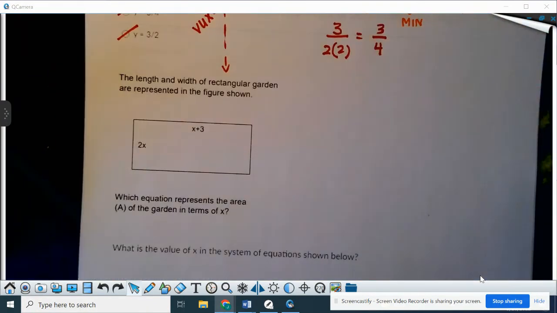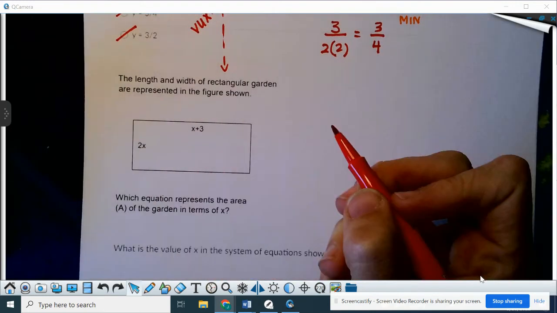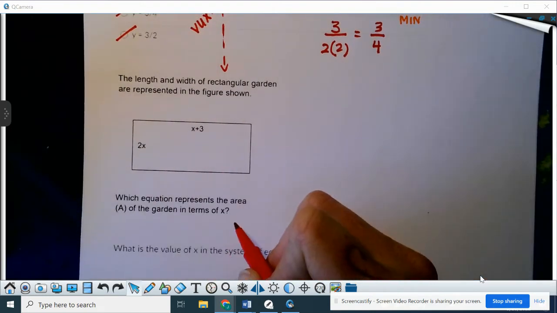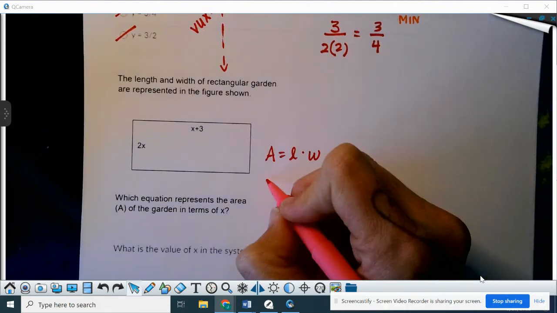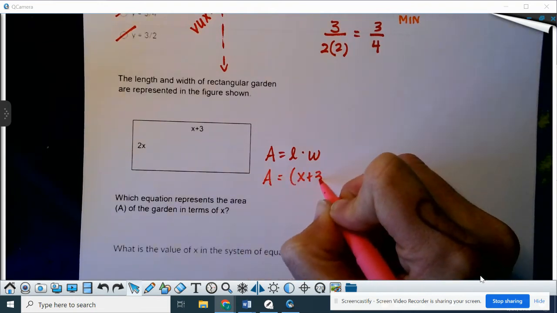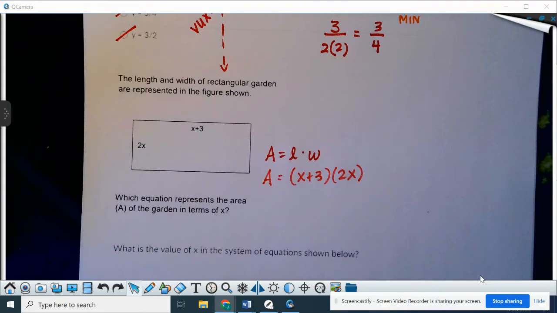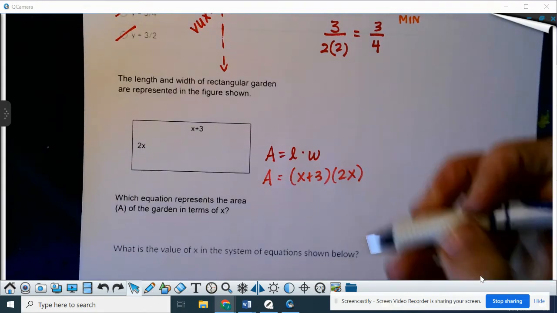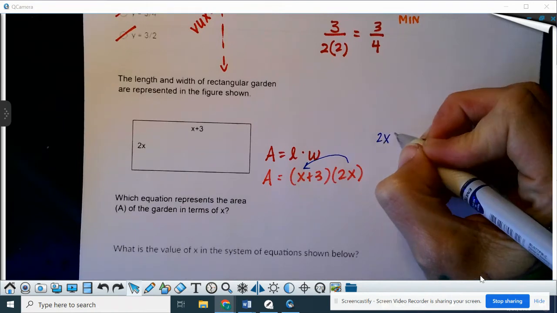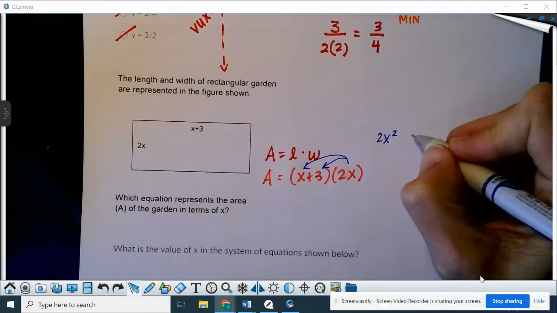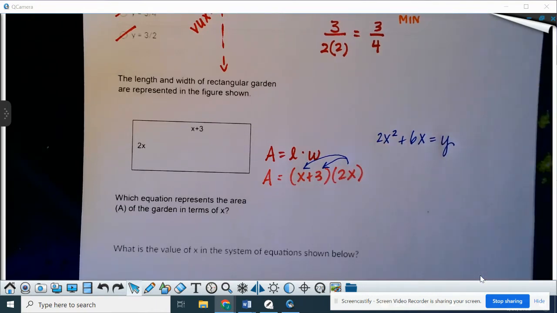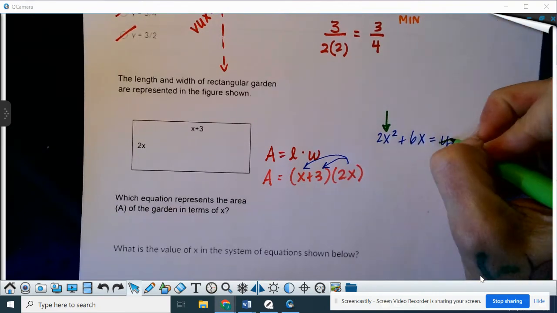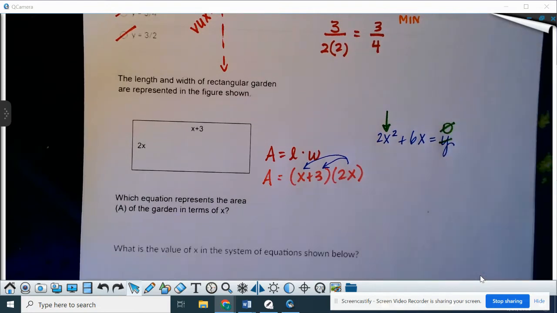All right, the length and width of a rectangular garden are represented below. What is the area of the garden in terms of x? So area equals length times width. In this case, we don't know what the area is, but we know that the length is x plus 3 and the width is 2x. So we're going to distribute that. 2x times x is 2x squared, and then 2x times 3 is 6x, and we're solving for y. If we set this equal to 0, because that is a quadratic, because of that x squared, we're setting this equal to 0 to solve for x. We turn that into a 0 because we want to know where it touches the x-axis.